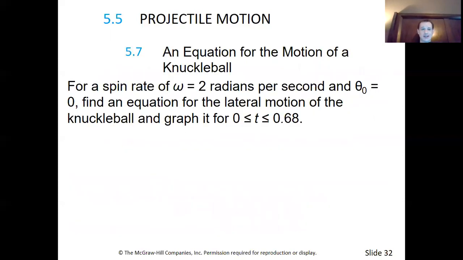All right, let's see here. They say specifically, for a spin rate omega of 2 radians per second, so they're telling you how fast this thing is spinning. You could throw it with a little bit of spin or a lot of spin, but they tell you what it is. And they assume the starting angle is 0 because that's kind of arbitrary and doesn't matter. Find an equation for the lateral motion, how much it moves back and forth from the center, and graph it from t equals 0 to 0.68.